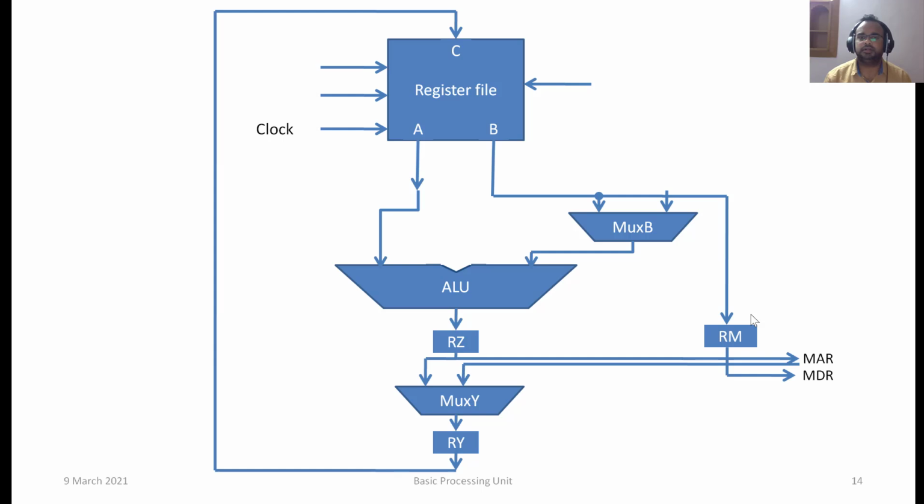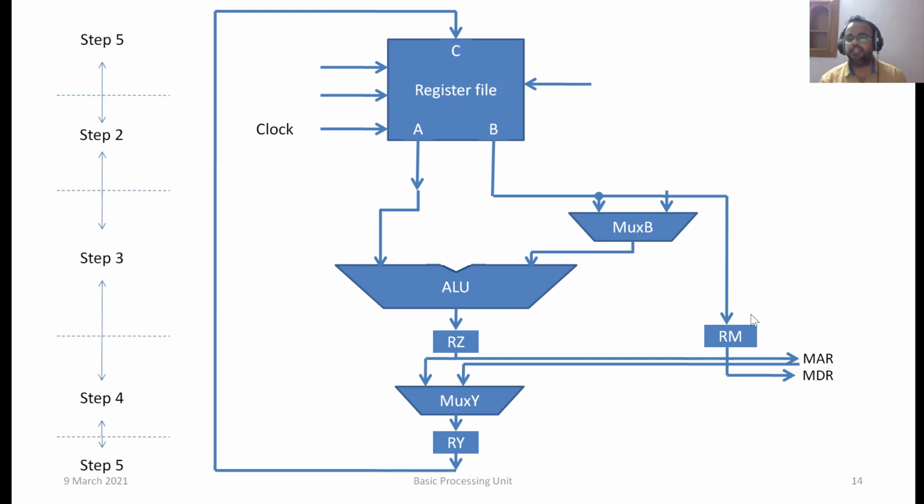So here is the overall hardware that we built. We assume that there will be a register file which has two output ports and one input port, which would be driven by clock, and then we assume that there would be an ALU that will help us to carry out all the operations as specified by the ISA. And in addition to that, we have introduced some additional muxes, mux B, mux Y, and a few additional buffers, right? RZ, RY, and RM that would help us to handle the ALU and data transfer instructions in the five steps that we have initially started with, right? Those are the logical steps, and we try to recreate that in the hardware, right?